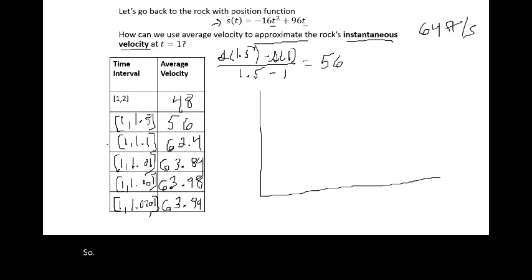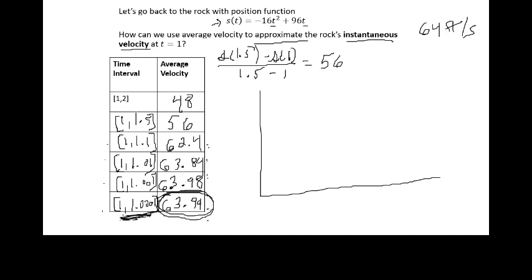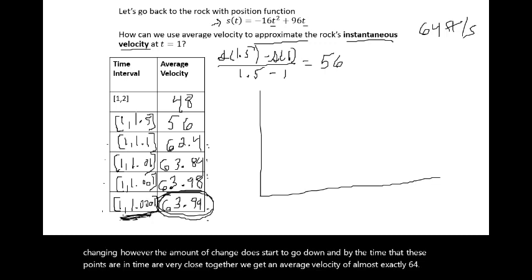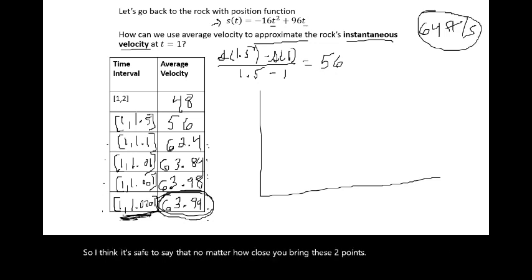Because as these time intervals get smaller and smaller, yes, the average velocities do keep changing. However, the amount of change does start to go down. And by the time that these points in time are very close together, we get an average velocity of almost exactly 64. So you can keep making that time interval smaller and smaller if you want. You will just watch the average velocity get closer and closer to 64 feet per second. So I think it's safe to say that no matter how close you bring these 2 points, the instantaneous velocity of the rock at t equals 1 is 64 feet per second.